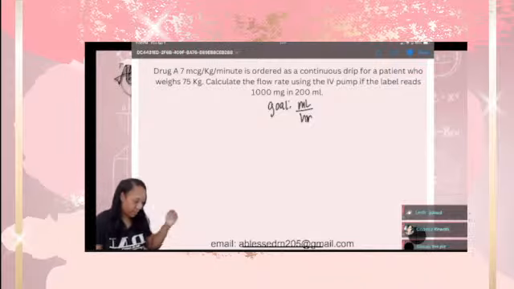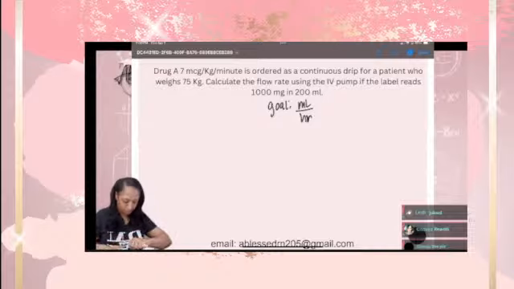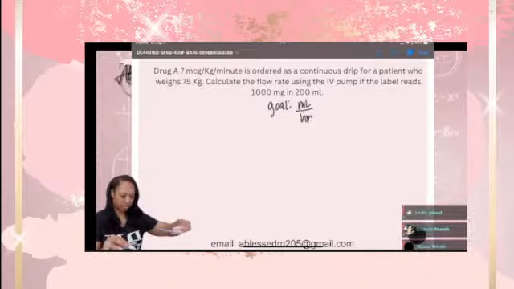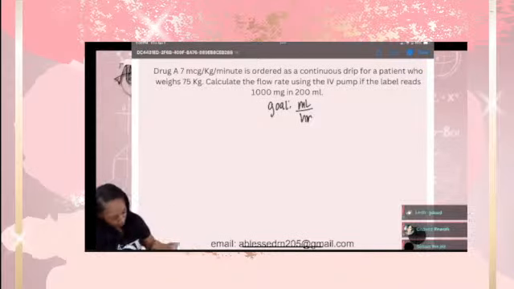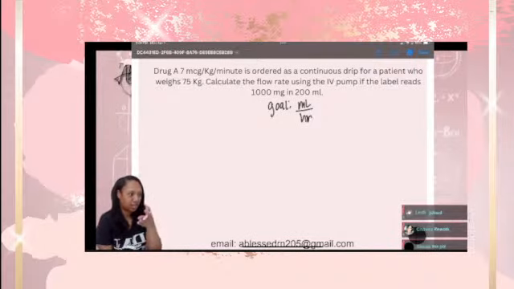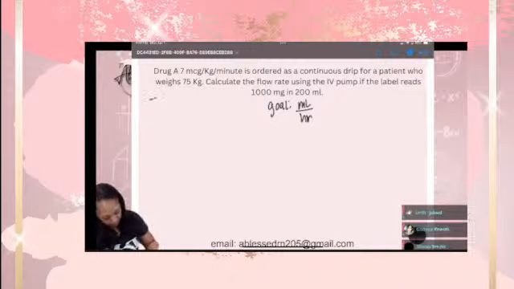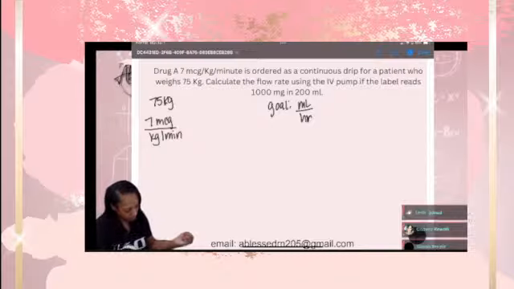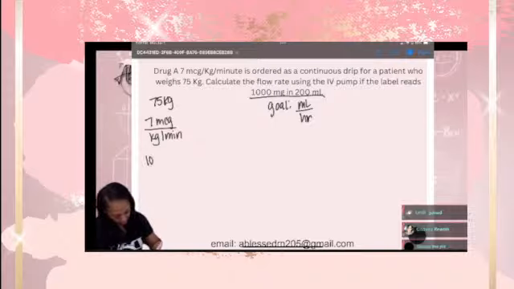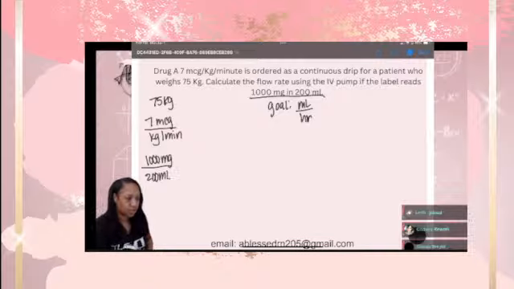So PPP, patient prescription product. That's what you need for your weight-based problems. You need the patient's weight, you need the prescription, and you need the product. What is the available concentration of the medicine? Now we have to write down our puzzle pieces or our relationships on the side so we know what to use, okay? So 75 kgs is the patient's weight. Our prescription is 7 micrograms per kilogram per minute. That's the ordered rate of the drug. And then we need this, 1,000 milligrams per 200 mLs. That is our concentration, okay?